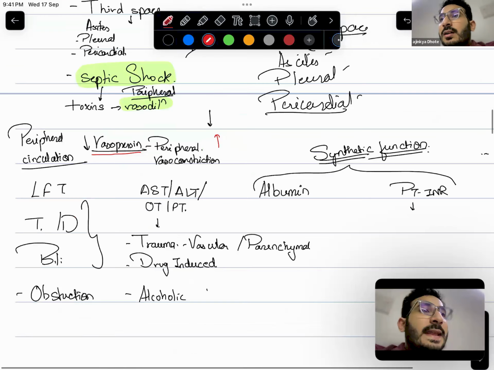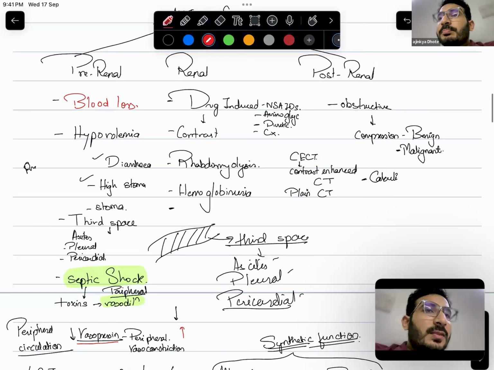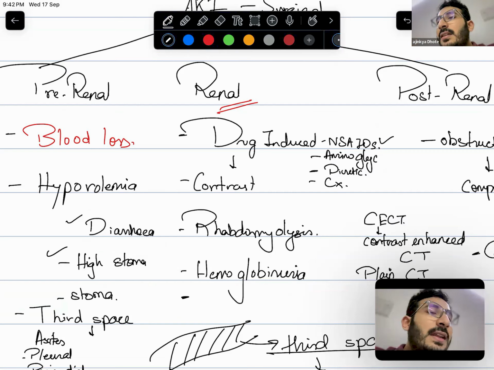Next type of AKI is your renal AKI. Now this has multiple factors. It can include drug-induced injury. Many a times you are asked in exam, what are drugs that can lead to nephrotoxicity? They can be NSAIDs, your aminoglycosides, your diuretics, and chemotherapeutic agents.